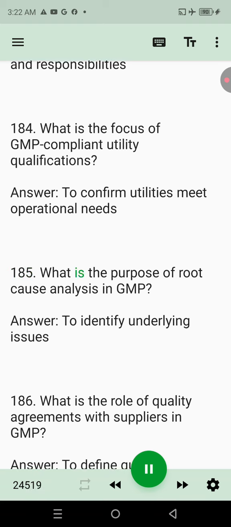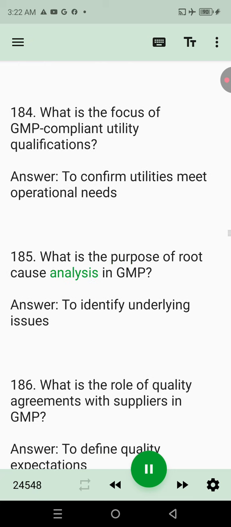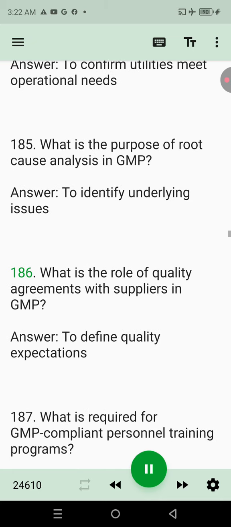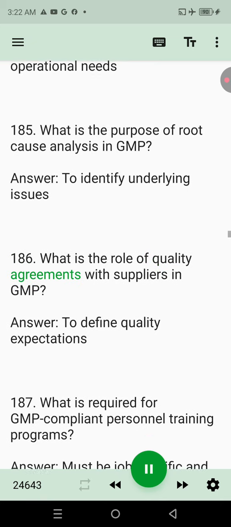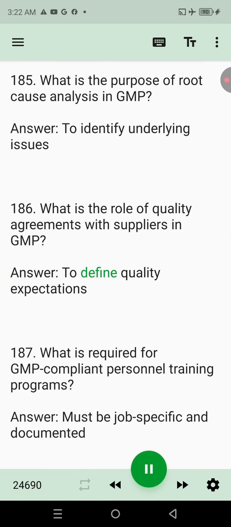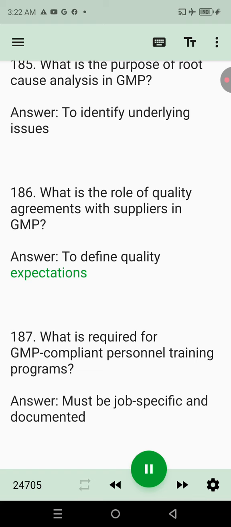185. What is the purpose of root cause analysis in GMP? Answer. To identify underlying issues. 186. What is the role of quality agreements with suppliers in GMP? Answer. To define quality expectations.